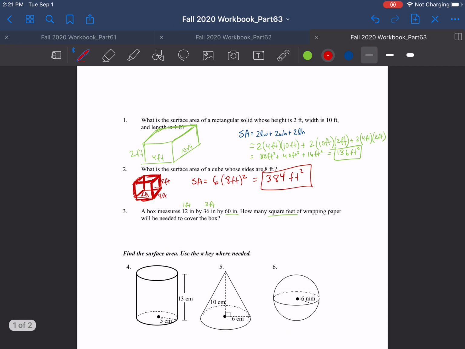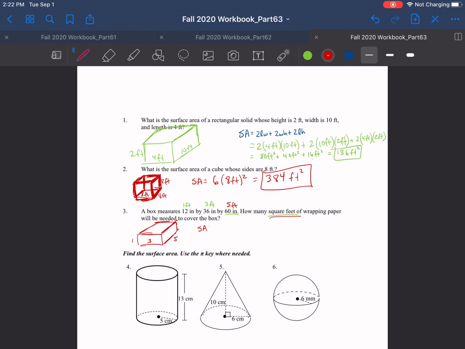So let's go on back here. Next, we had this one that I talked about in the last video where I said convert it to feet first. We have a box that measures 12 by 36 by 60 inches, but we want the answer in square feet. So the first thing I did was make 12 inches 1 foot. 36 divided by 12 is 3, so that's 3 feet. And 60 divided by 12 is 5 feet. So that means we have a box that's 1 by 3 by 5. Pretty big box. And we need to find its surface area.